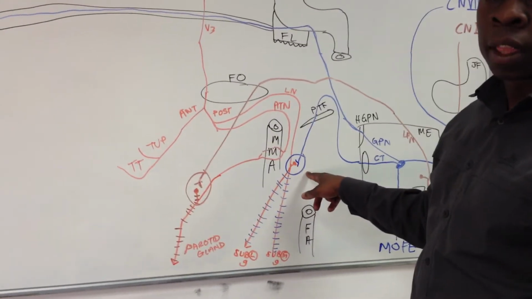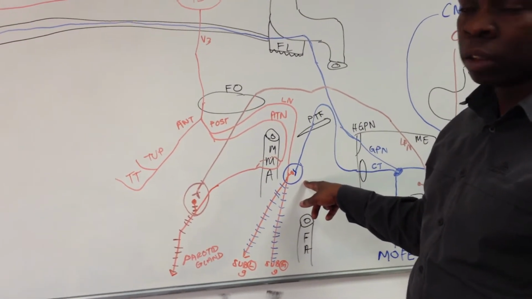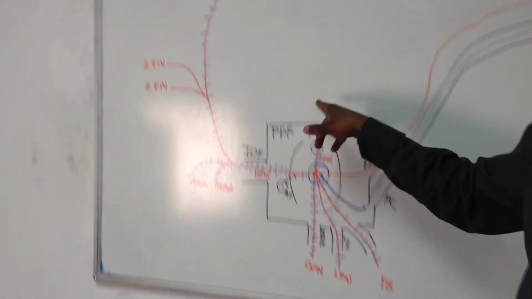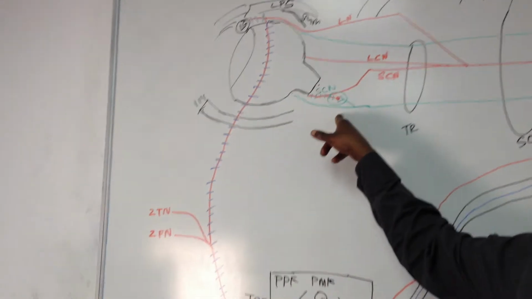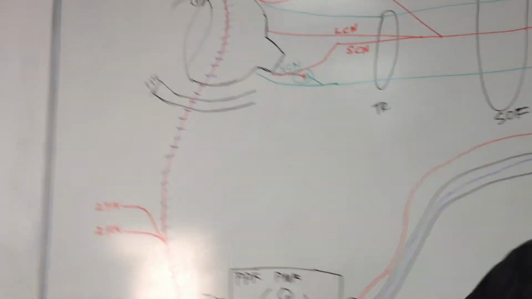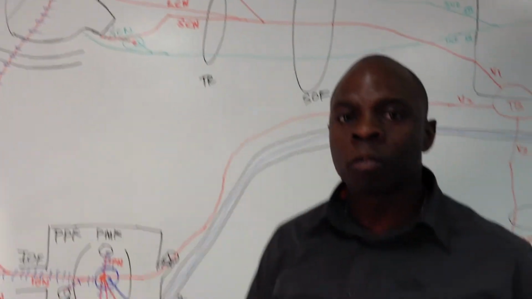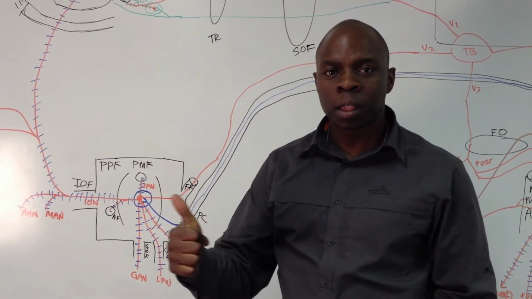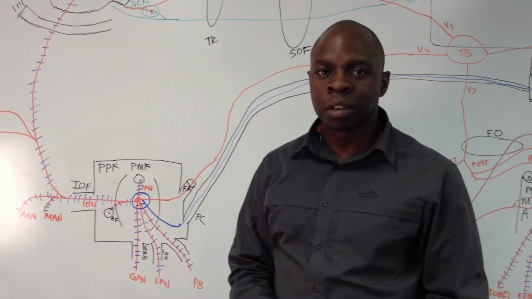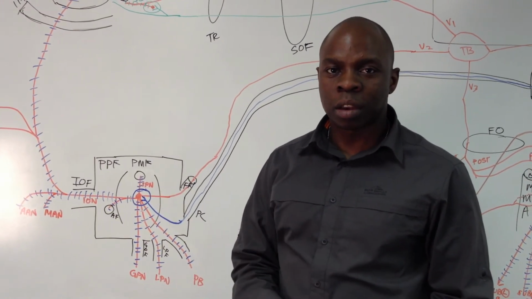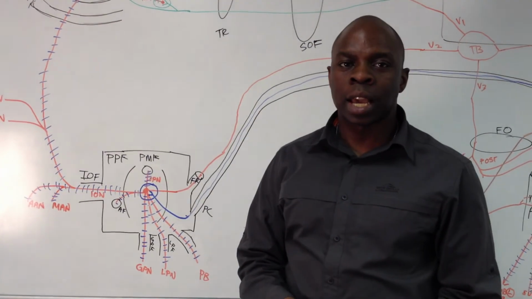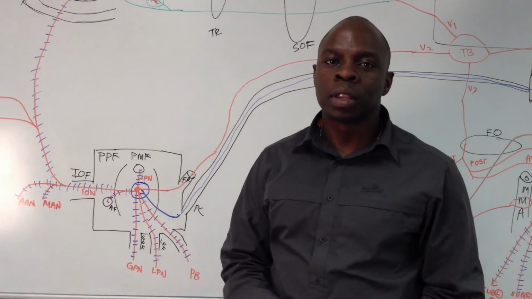This one here is your submandibular ganglion. This one here is your pterygopalatine ganglion, and lastly this one here is your ciliary ganglion. So just to recap again, there are 4 parasympathetic ganglia of the head and neck. Number 1, ciliary ganglion. Number 2, pterygopalatine ganglion. Number 3 is the otic ganglion, and number 4 is the submandibular.